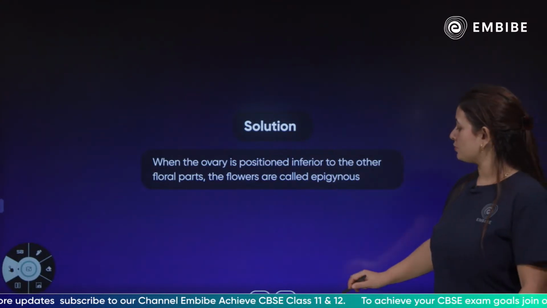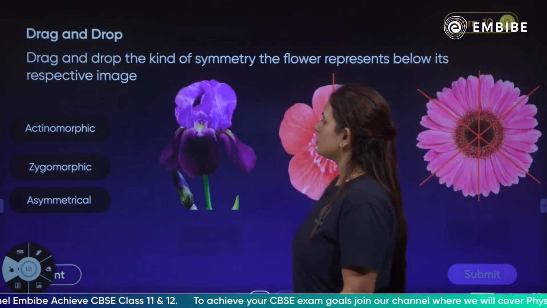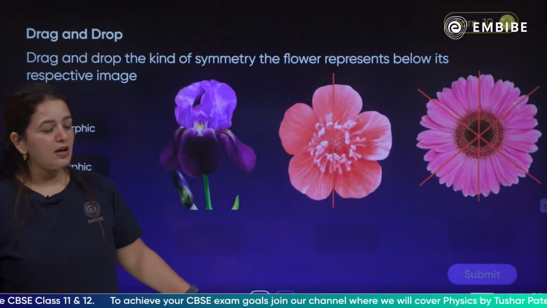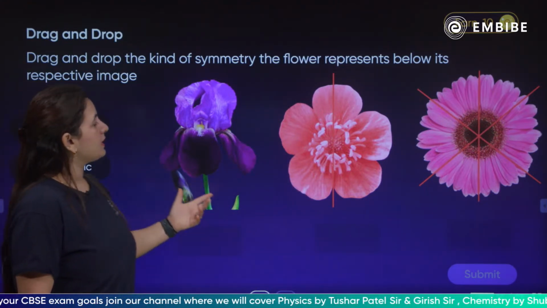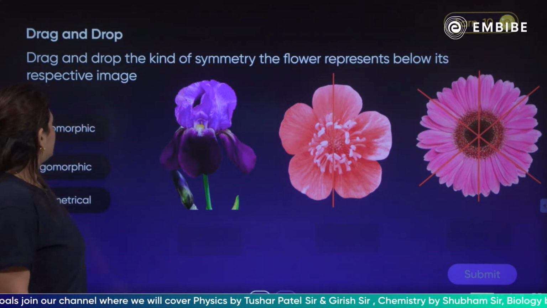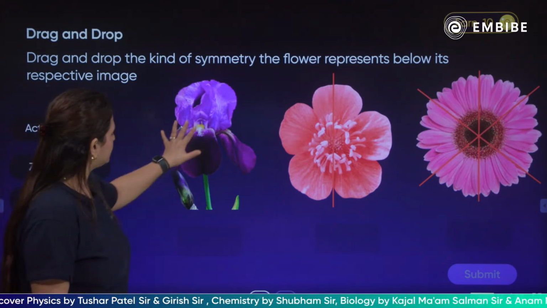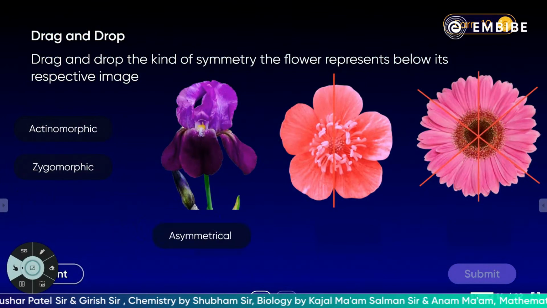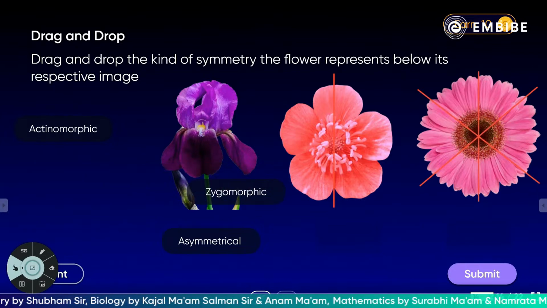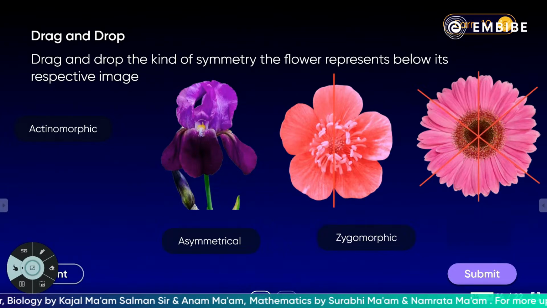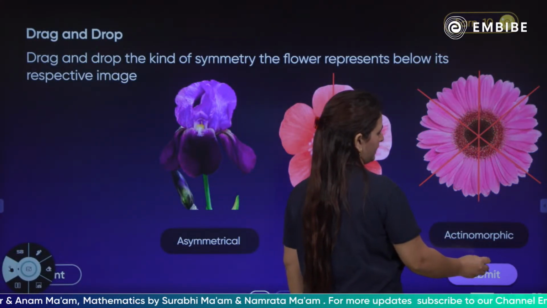Moving on, the next one is again a drag and drop. Children, you need to drag and drop according to the kind of symmetry the flowers possess. First is actinomorphic, zygomorphic, asymmetrical. If I drag that to this, let us see whether I have answered correctly.